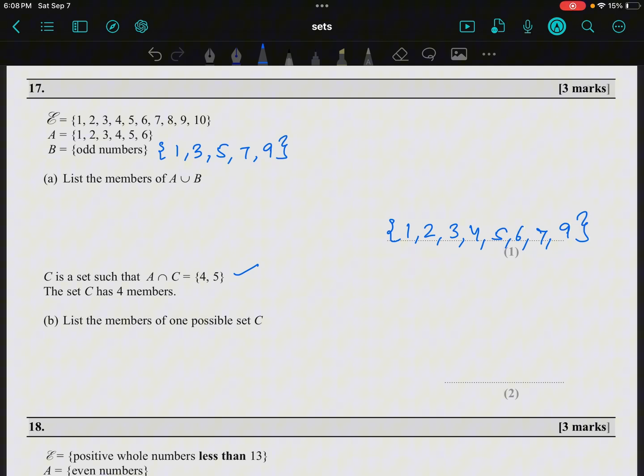C is a set such that A intersection C is equal to 4, 5. Set C has 4 members. List the members of one possible set C. So 4 and 5 are already there, which we have written from set A, except that C has 2 more members. So comparing from the universal set, we can take any other number which is in the universal set but not in set A. So we can write 7, 8.